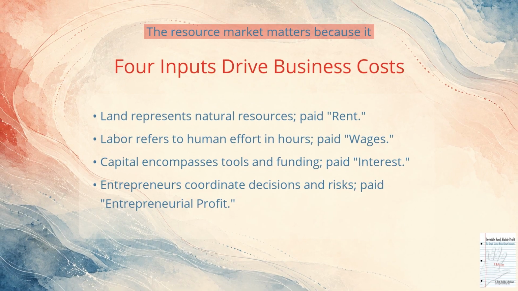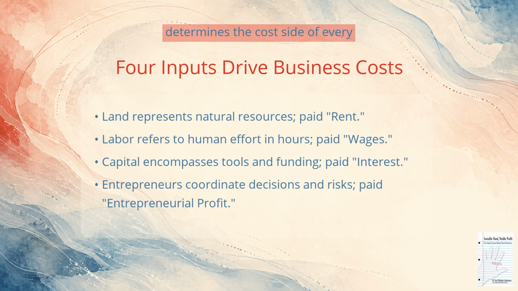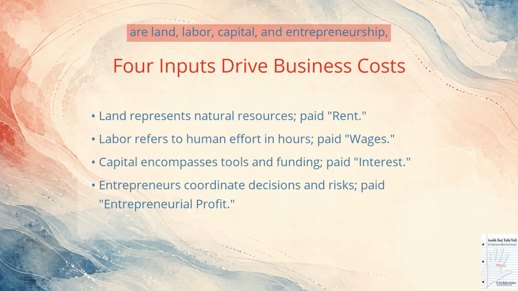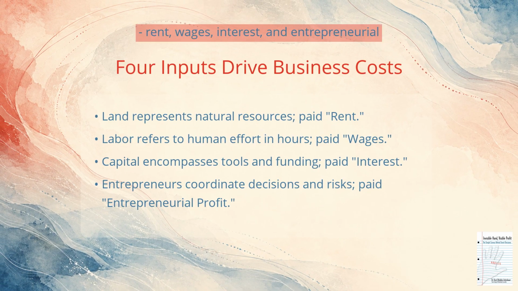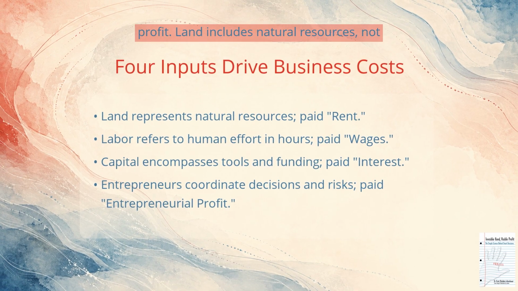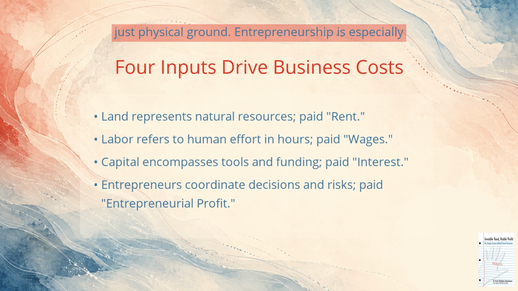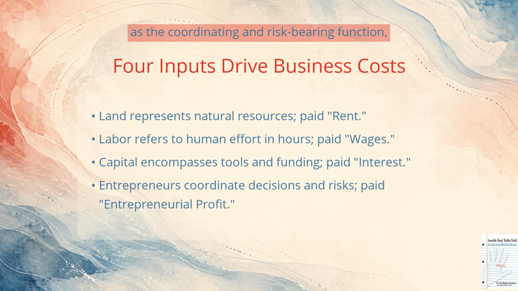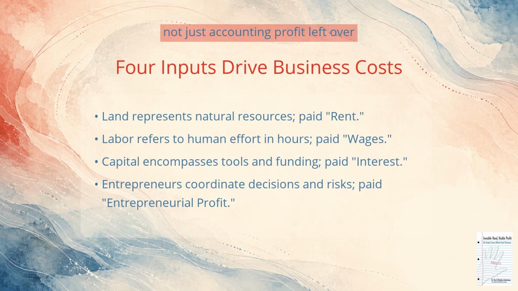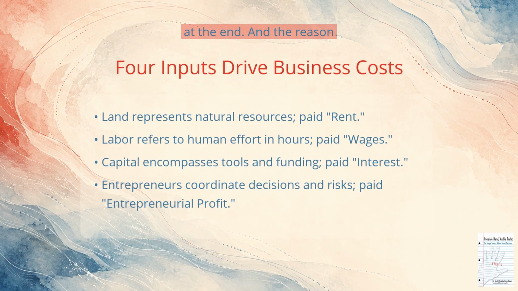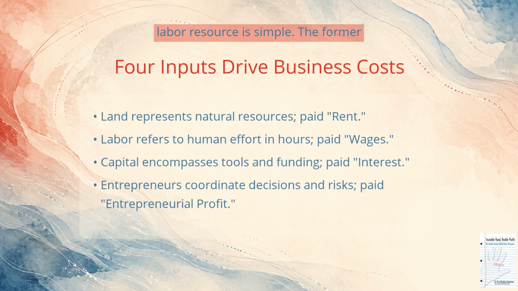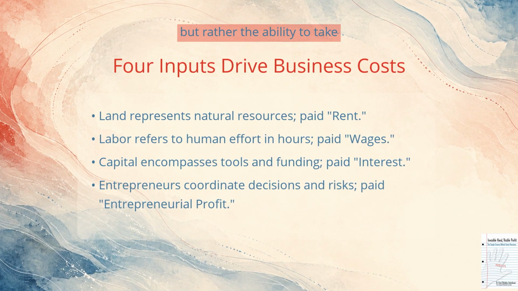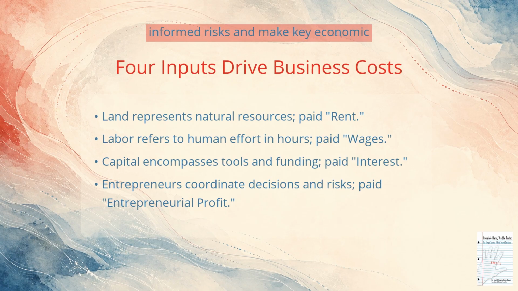The resource market matters because it determines the cost side of every business. The four factors of production are land, labor, capital, and entrepreneurship, and each has its own payment: rent, wages, interest, and entrepreneurial profit. Land includes natural resources, not just physical ground. Entrepreneurship is especially important here because it is defined as the coordinating and risk-bearing function, not just accounting profit left over at the end. And the reason for placing entrepreneurship separately from the labor resource is simple. The former does not represent hourly wage-driven work, but rather the ability to take informed risks and make key economic decisions.